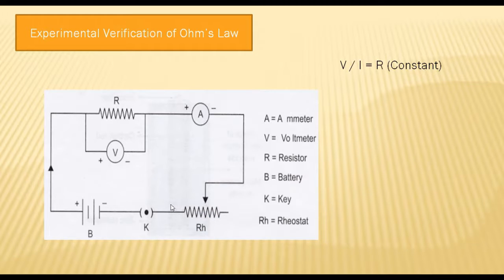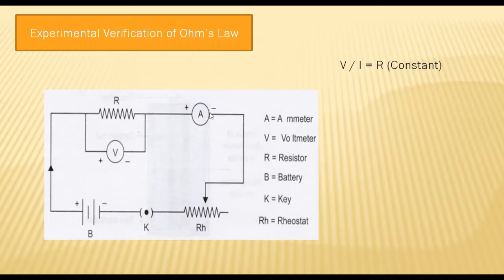And we'll connect this to the ammeter. Ammeter measures the current, and this resistance is connected to the voltmeter. Voltmeter is connected in parallel, and you can see ammeter is connected in series. As I told you in the previous lecture, ammeter is always connected in series and voltmeter is always connected in parallel. Voltmeter measures the potential difference and ammeter measures the current.